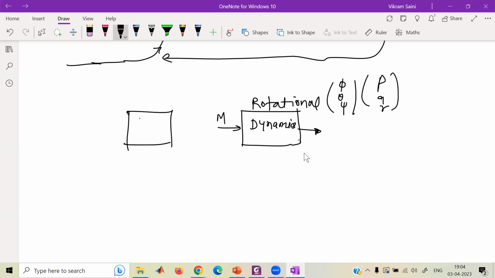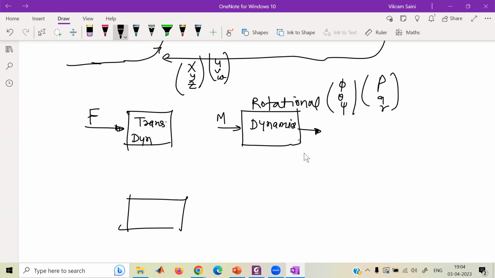Let's consider translation dynamics. The output here is changes in positions and changes in velocities, which you call U, V, W, and you supply forces here. Now, translation dynamics and rotational dynamics are coupled, because you desire some changes in x, y, z and the velocity. Those changes are provided by changing the orientation of the aircraft and by providing thrust to it. So that's what you do.